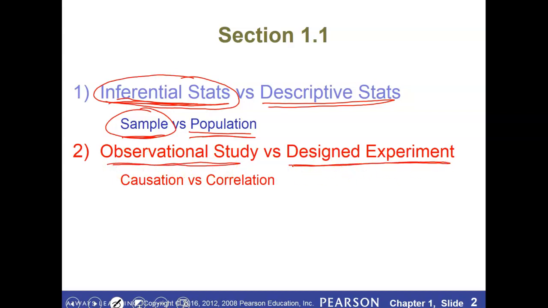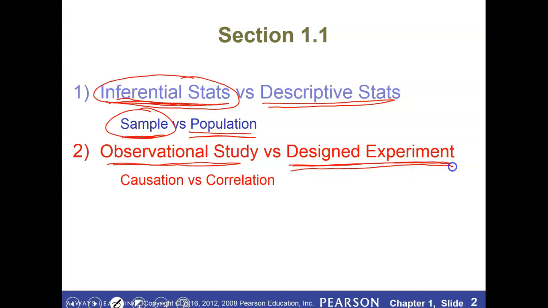The second thing that we're going to be talking about is the difference between an observational study and a designed experiment. And real quickly, an observational study is just a study about a particular population. The population may not even know they're part of a study. For example, if I said that 51% of Homestead students were females, that would be an observational study. You didn't even know you were a part of this study. We were just looking at the entire population.